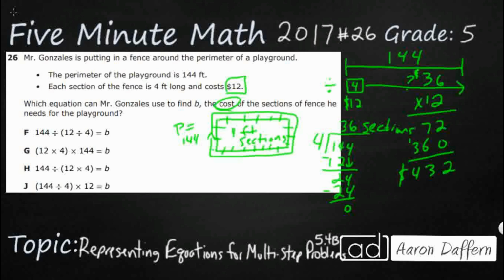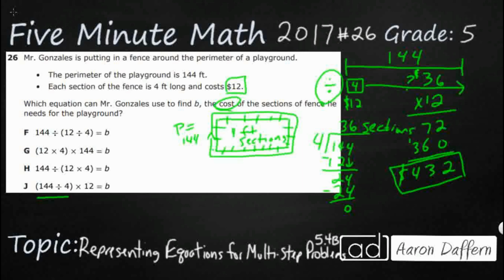But our answer is not necessarily looking for $432. Our answer is, which equation shows the steps that we did? Well, what did we do first? Well, first, we divided. And so we divided 144 by 4. And I see that here. And I don't really see it anywhere else.